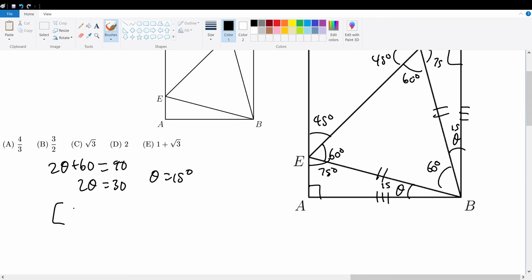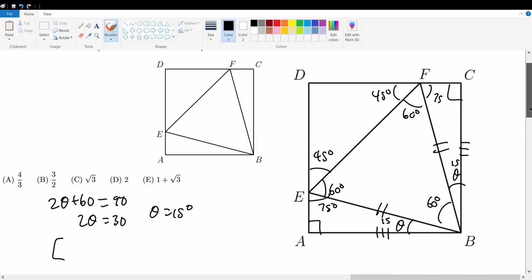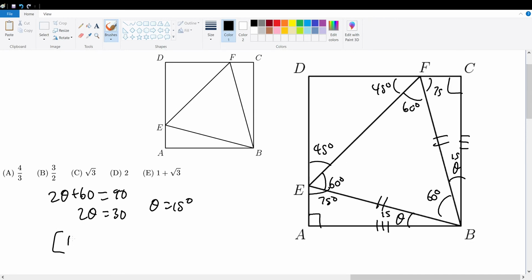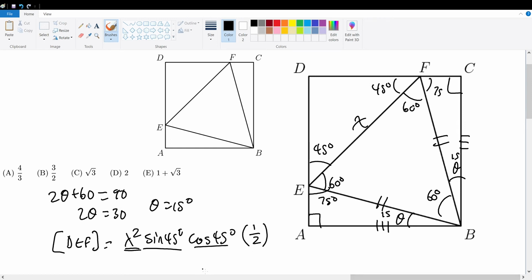The larger triangle is the 45, 45, 90 triangle, DEF. The area of DEF will be the same thing as x squared, if we call the side length of the equilateral triangle x, times sine 45 degrees times cosine 45 degrees times 1/2. The reason for this: x times sine 45 degrees will give the height, x times cosine 45 degrees will give the base, and then we multiply these together with 1/2 to result in the area.